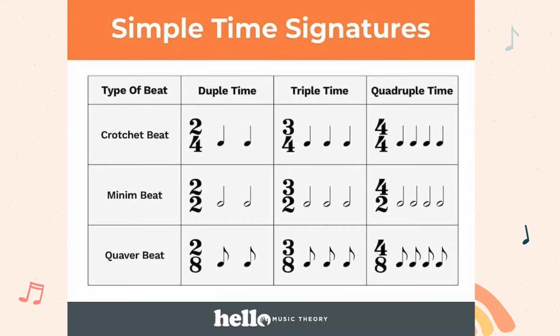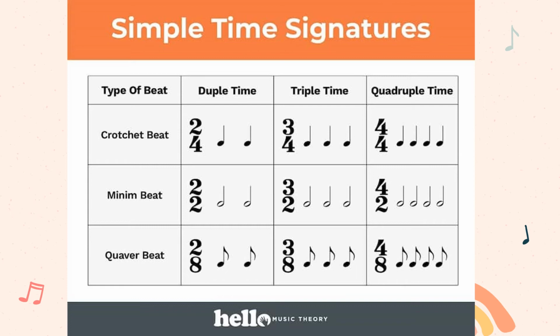So, double time is for examples like 2/4, 2/2, 2/8, from the word duple, meaning 2. For triple time, we have 3, triple. Quadruple, so that is 4. So, those are the keywords.